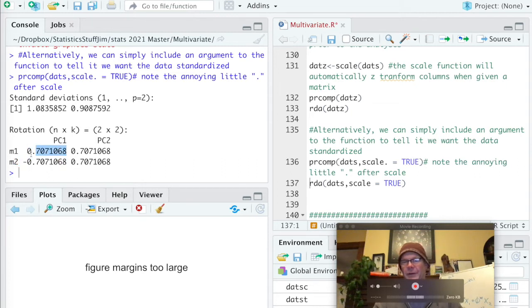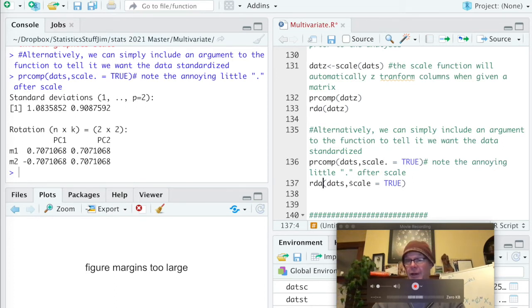And again, this weirdness is happening because we only have two things. If we had more than two things in there, then they wouldn't all be perfectly equal to one another. But you can see that it has converted it to standard deviations. If I were to sum those two things up, they would sum up to 2, but that's because the total variance that's in there is 2. And likewise, if you use the prcomp function, notice that there's this little period after scale. That frustrates a lot of people when they're like, why isn't it working? And it's because there's that annoying little period there.